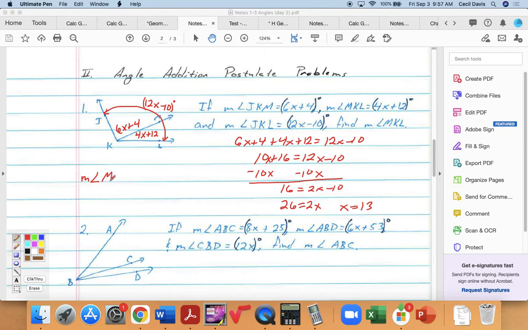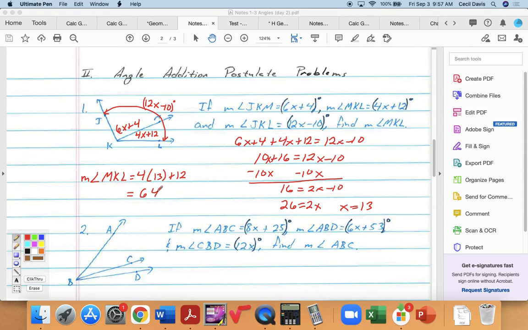So the measure of angle MKL is 4 times 13 plus 12. Let's see, that's 52, 62, 64. Some of you who have already finished that, yes?